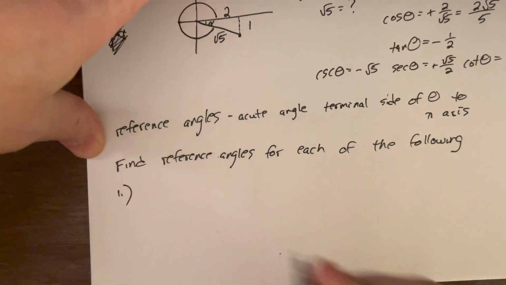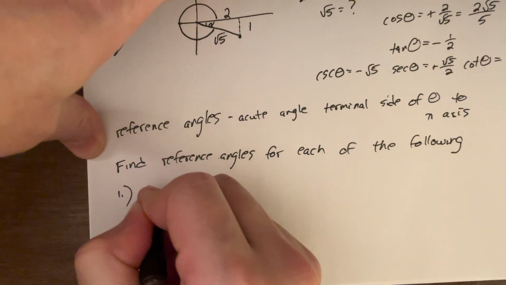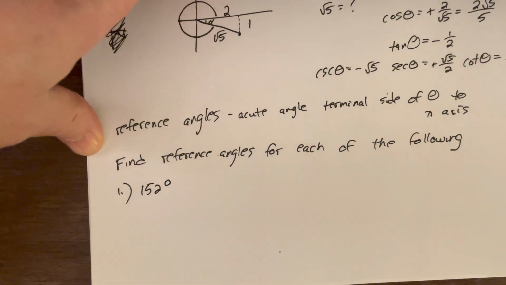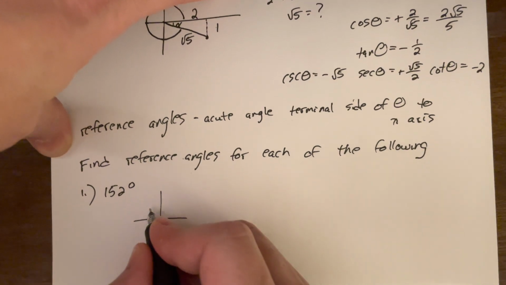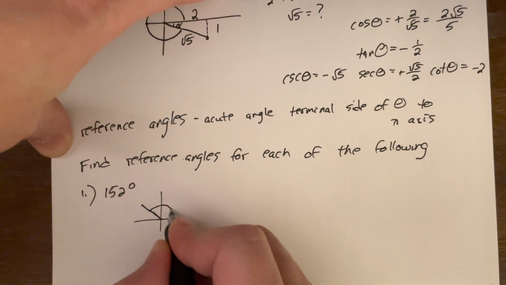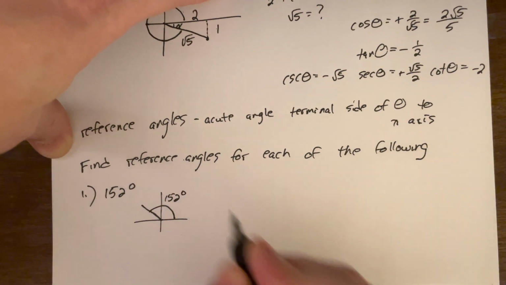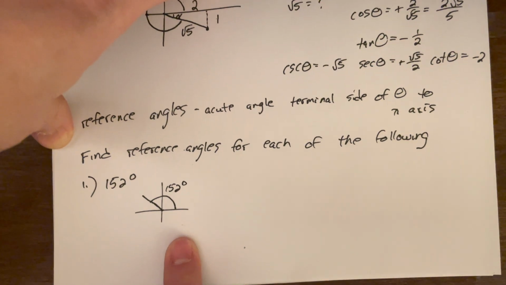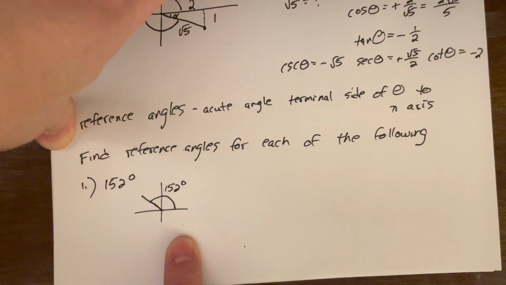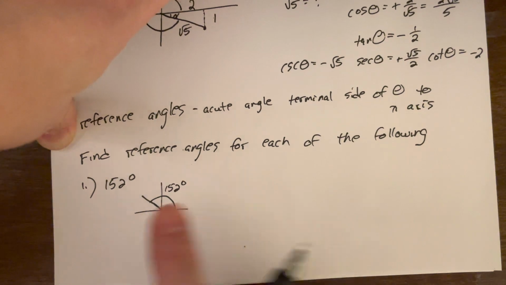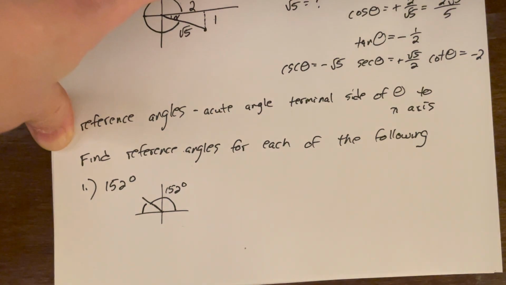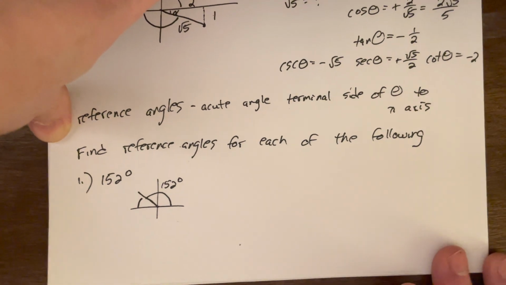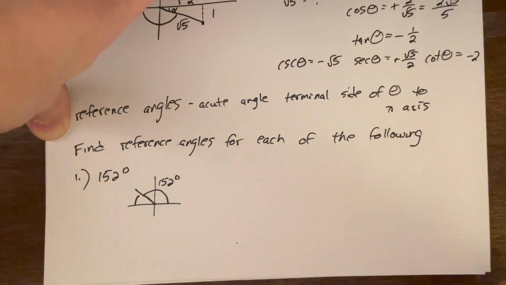So let's start with number 1. Let's look at 152 degrees. Well, 152 degrees, I'm in the second quadrant. Again, I don't need a protractor. I'm not trying to make this too accurate. I just need to know which quadrant I'm in, so I can realize where my reference angle is, and this should point out how to find the value.